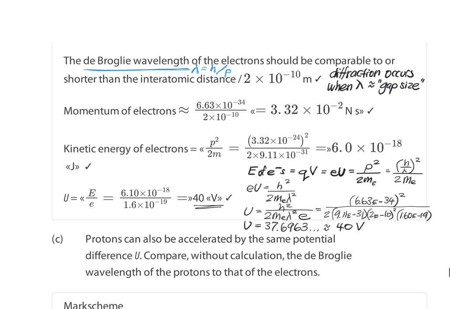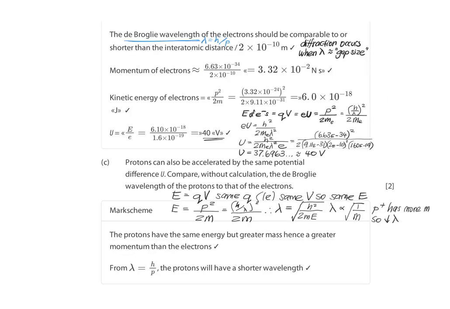All right, C. So for C, we're comparing electrons to protons. It says protons can also be accelerated by the same potential difference U. Compare the de Broglie wavelength of the protons to the electrons. So energy is QV. They have the same Q, one elementary charge, and the same voltage, so they're going to have the same energy. But energy is also momentum squared over 2m, and momentum is h over lambda.